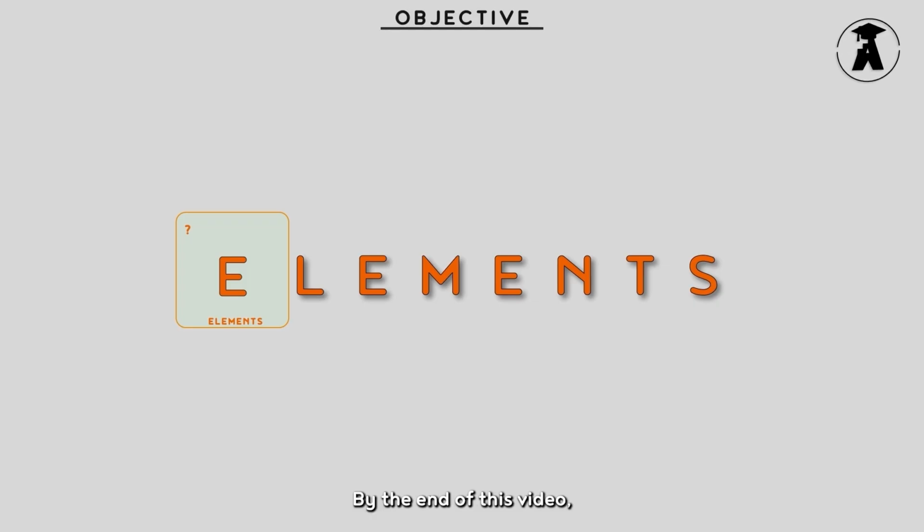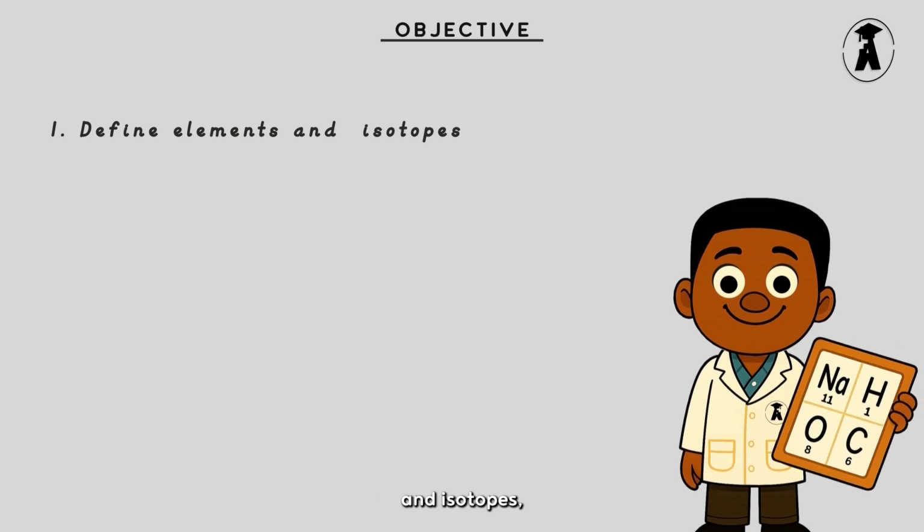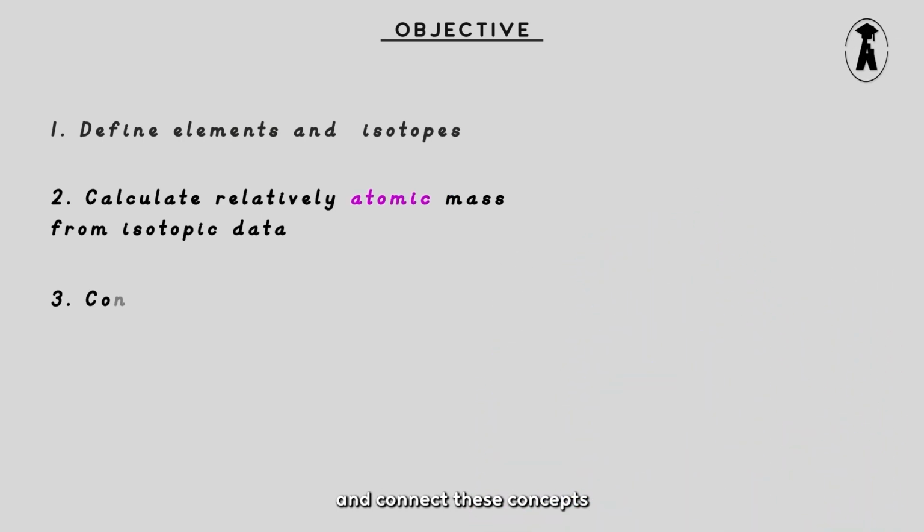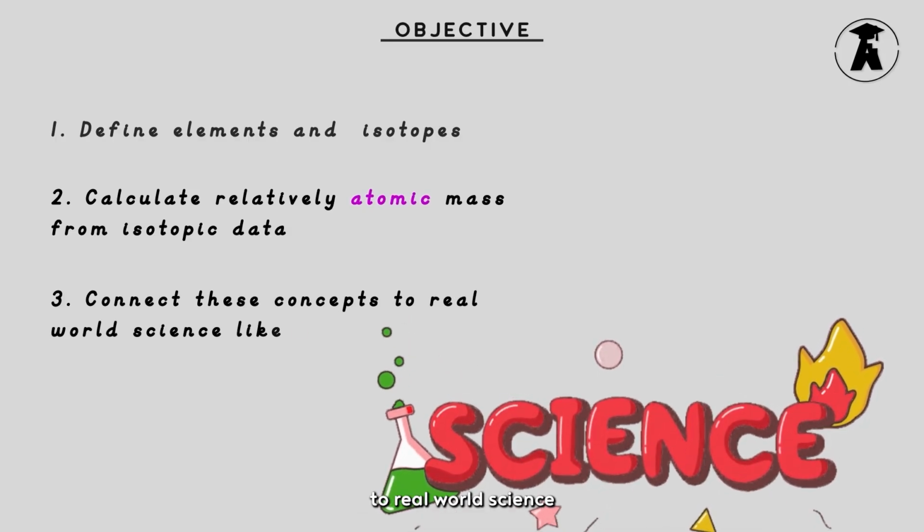By the end of this video, you'll be able to define elements and isotopes, calculate relative atomic mass from isotopic data, and connect these concepts to real-world science like carbon dating.